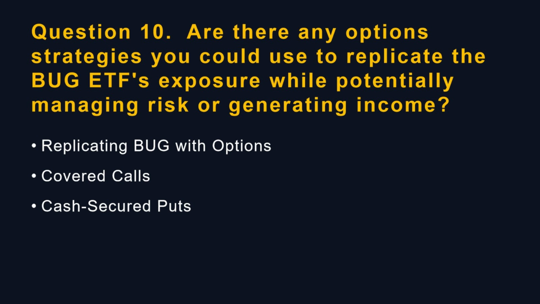Covered calls. Mechanics. Sell call options on BUG, or a similar ETF, while holding the underlying shares. This generates income from the premium received for selling the call options. However, if the price of BUG rises above the strike price of the call option by the option's expiration date, you might be obligated to sell your shares at the strike price, potentially foregoing further gains.